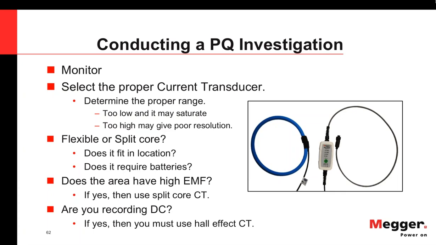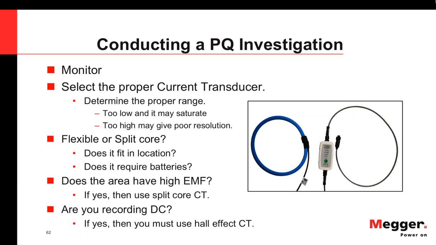Now, there's also the question of, do I use a flexible or a split core CT? One of the first questions you have to ask is, logically, does it fit in the location? A split core has some benefits because it has an iron core, so it's high permeability. These are very good when you're doing low current measurements. If I have to hook up to a secondary, then I may want to use a split core.